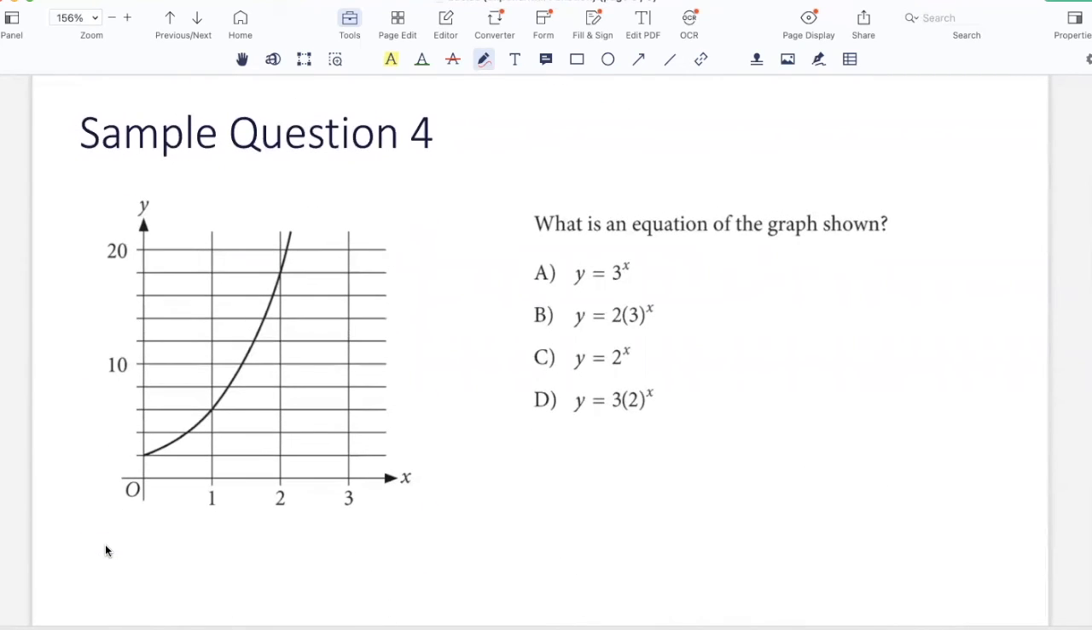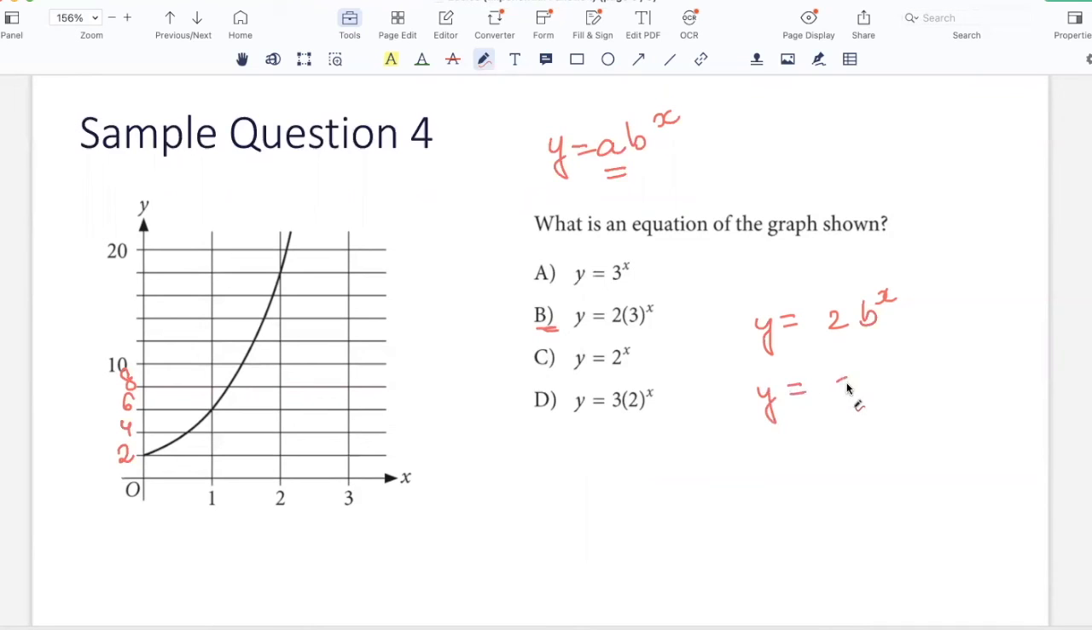What is an equation of the graph shown? Okay, so we'll first figure out the y-intercept because the equation is in the form a times b to the power x, and a is the y-intercept. So this is 0 to 10. So this would be 2, 4, 6, and 8. So the y-intercept is 2, right? So if the y-intercept is 2, then I can say that it should be 2 times b to the power x, right? And the only option which is in the form of 2 times b to the power x is option B. So let's verify.